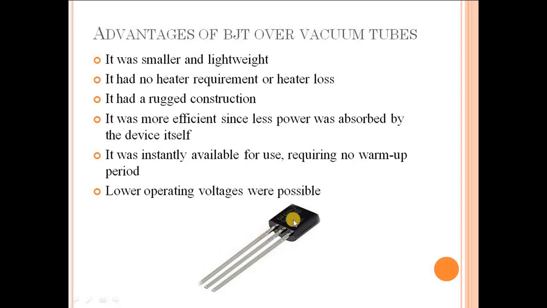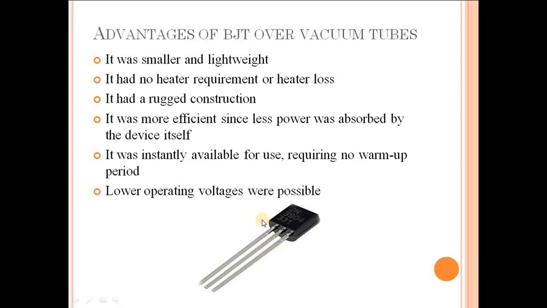It has a flat portion and a round portion at the other side. The flat portion has been kept at top in this picture and the round portion is down. And if you keep the BJT in this manner, you can identify for this particular BJT, the leftmost terminal is the emitter terminal, the middle one is the base, and the rightmost terminal is the collector. Emitter, base and collector.